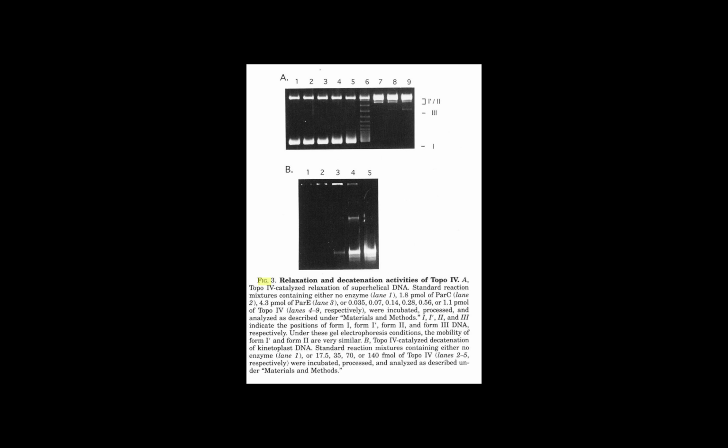Now, does that tell us if it's a type 1 topoisomerase or a type 2 topoisomerase? No, you can't tell. In order to tell whether you have type 1 or type 2, you have to distinguish between making a double-strand break or a single-stranded nick. And that's where this assay comes in, which is called the decatenation assay.